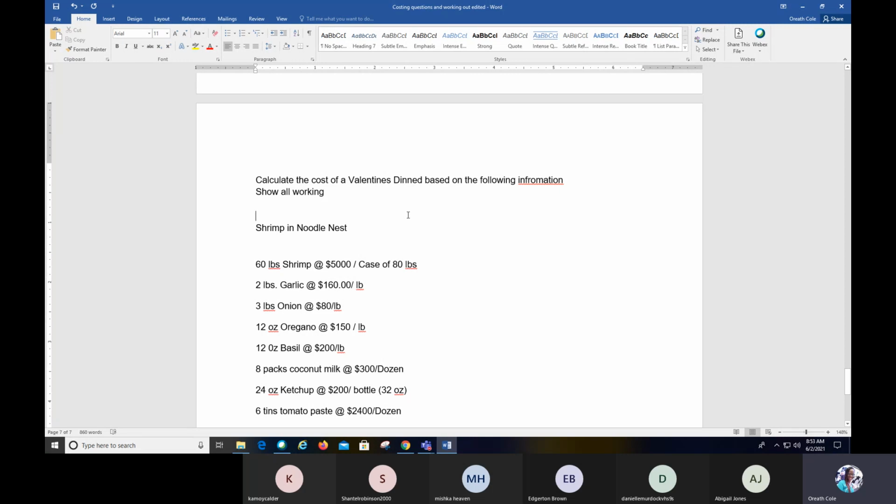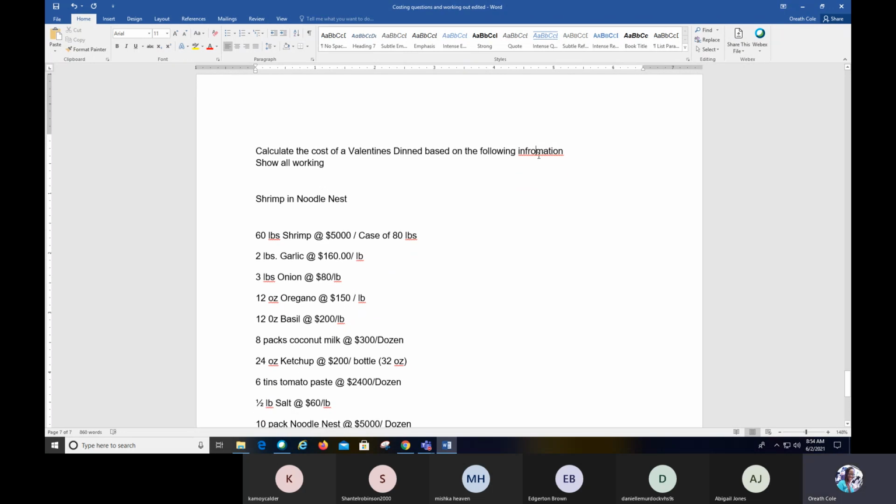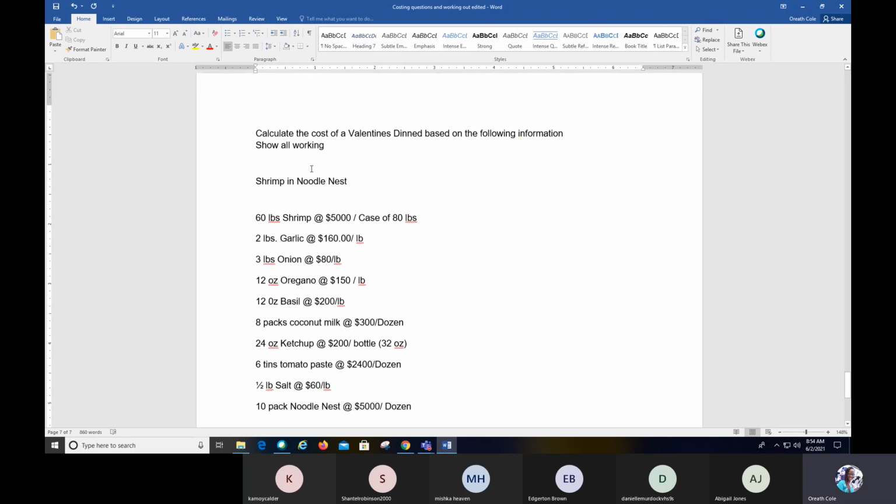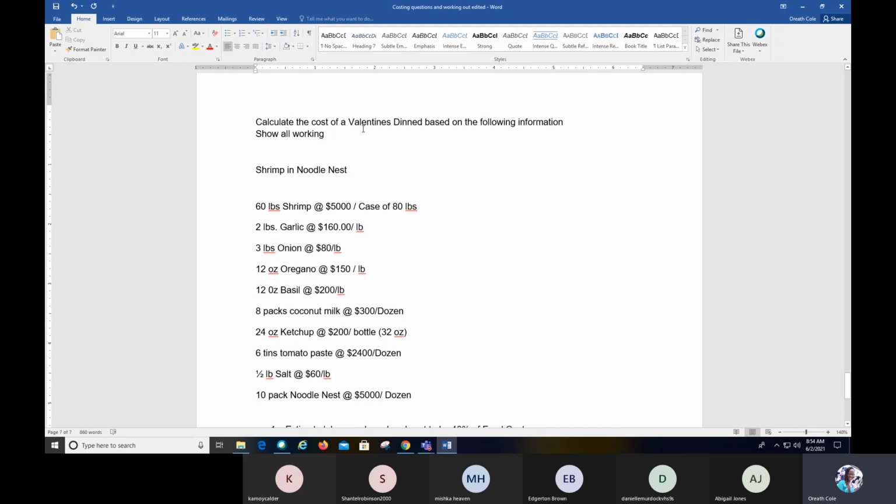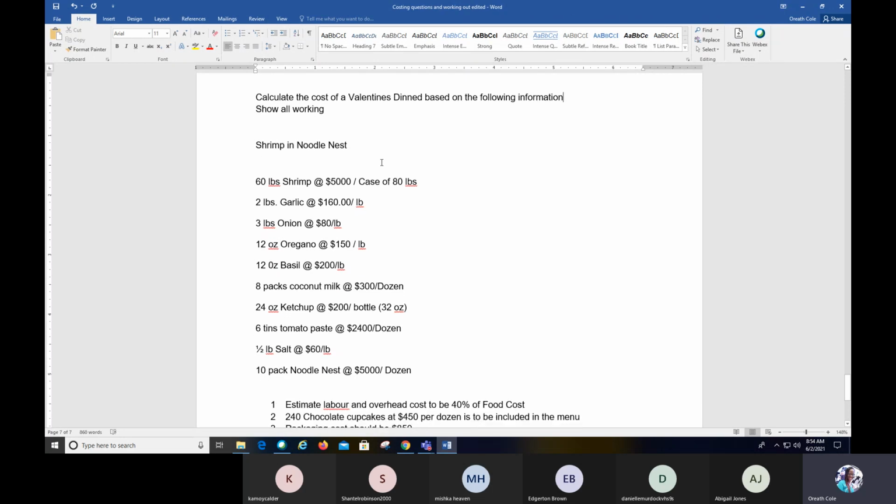So today we're going to be learning how to prepare and cost meal plans. Right? So here it asks you to calculate the cost for a Valentine's dinner based on the following information, and you must show all working.